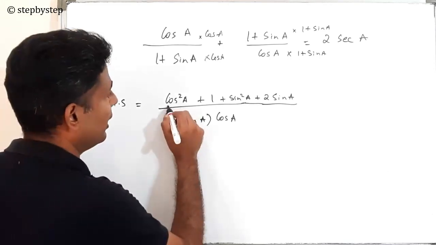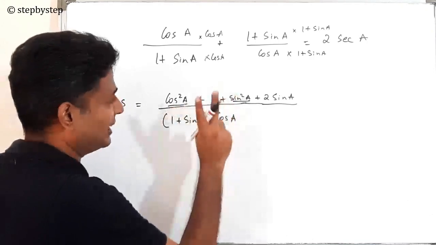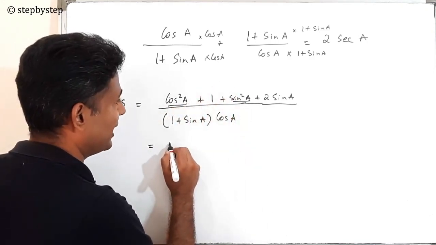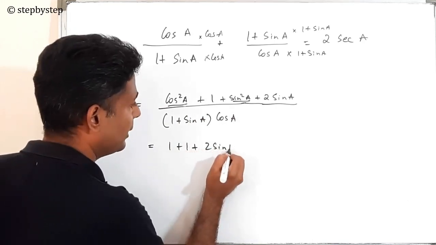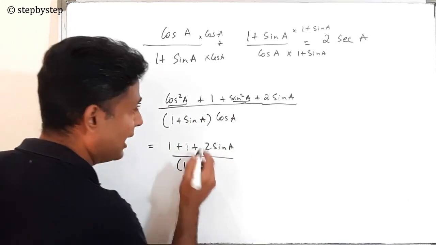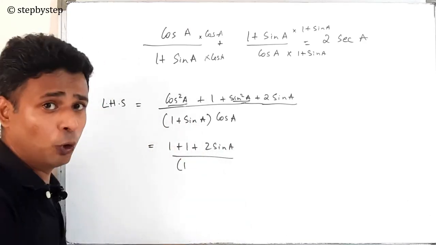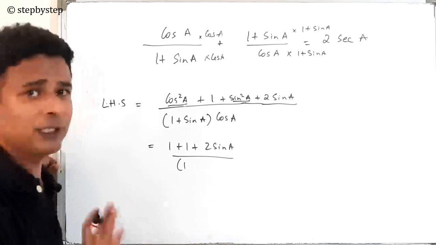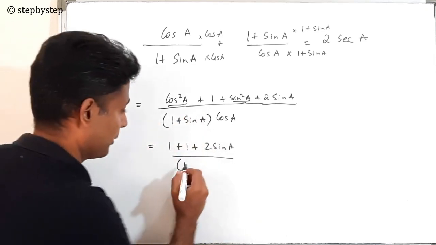Okay. Now here cos square A plus sin square A, we can group them together, right? So cos square A plus sin square A becomes 1. So we get 1 plus 1 plus 2 sin A by 1. I'll not open brackets here. Generally in the denominator, if you have something like this, don't be in a hurry to open the bracket. Keep it like that for some time, because generally something or the other will get cut.